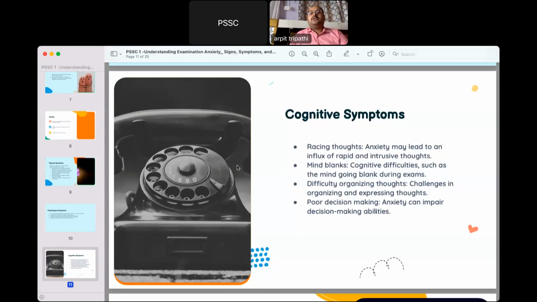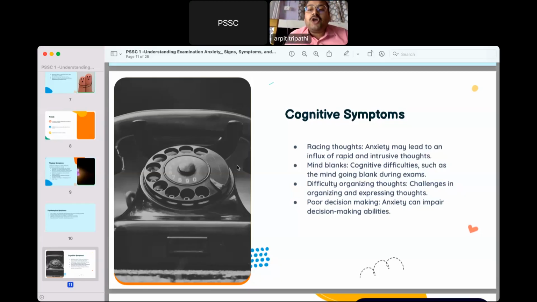Mind blanks. Sir, I have studied everything, I have done everything, but I cannot think of anything. Sir, I study everything before coming, but as soon as the question paper comes in front of me, I forget everything. Your mind goes blank because you are thinking too much about the exam results in place of your efforts, and that's why you are cognitively facing difficulties in concentrating. This is very important to understand.